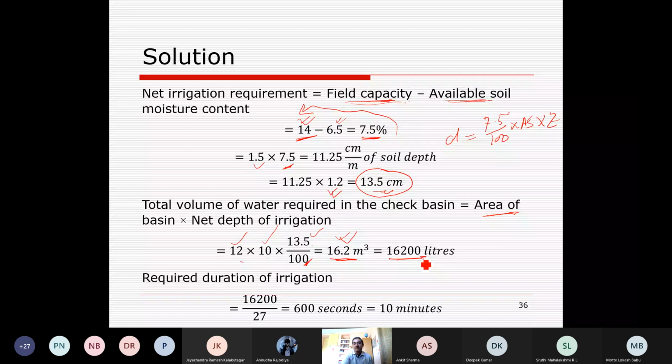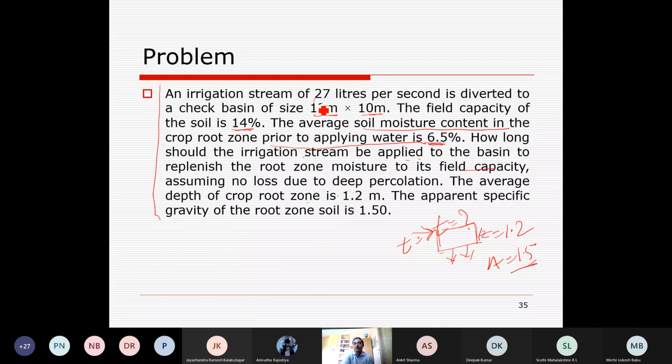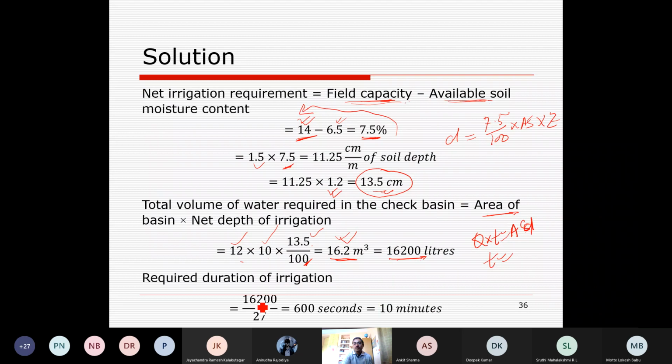And now you know Q into T is equal to area into depth of water. So T is equal to, now you can find out, 27 liters per second it is supplying. So how much time it will be? It requires 16,200 liters, at 27 liters per second. So 600 seconds it will be supplying water to this required amount. And that is simply 10 minutes.